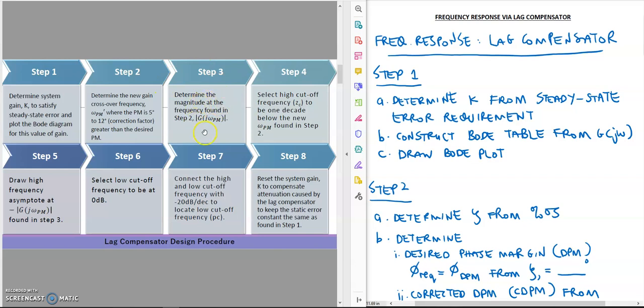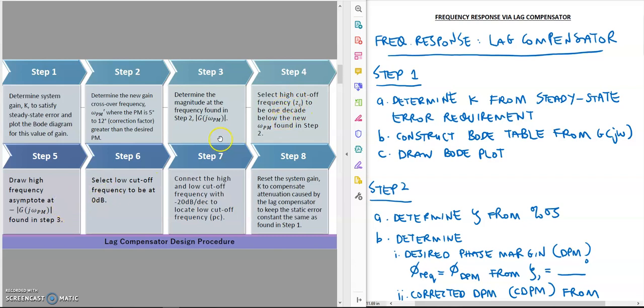Next step is to determine the magnitude of the frequency response at this frequency. We go to the magnitude plot and determine this value of magnitude from the magnitude plot. And then based on this one, we select the high cutoff frequency, which is actually the compensator zero of the lag compensator. We determine it by selecting one decade below this value, okay, 0.1 multiplied with omega PM prime. That is the Zc or high cutoff frequency.